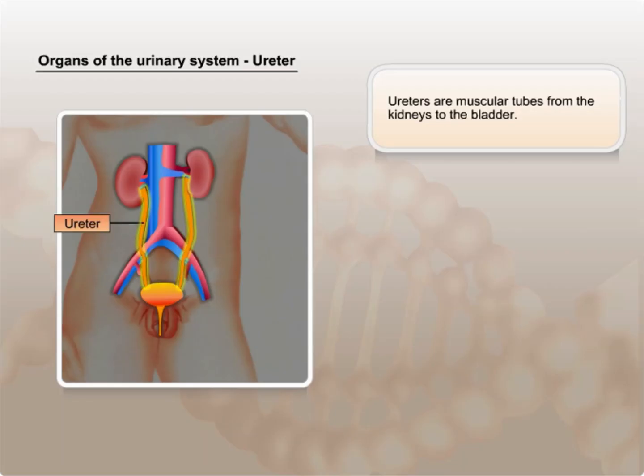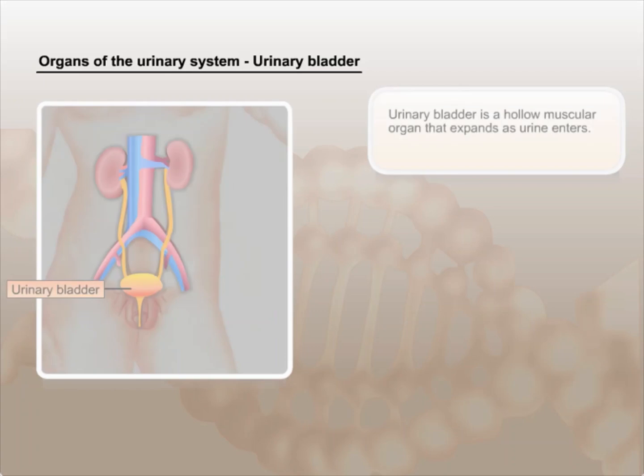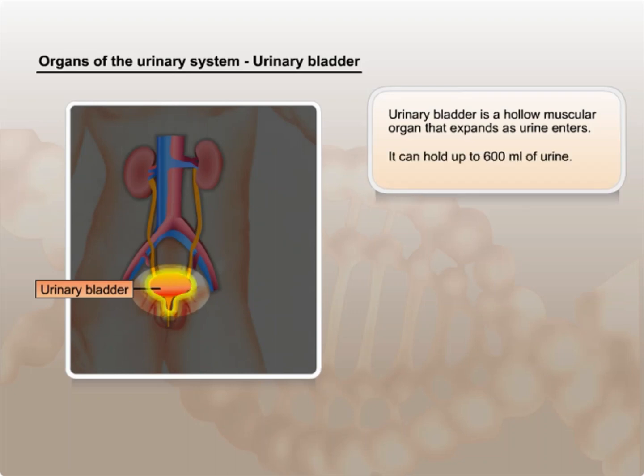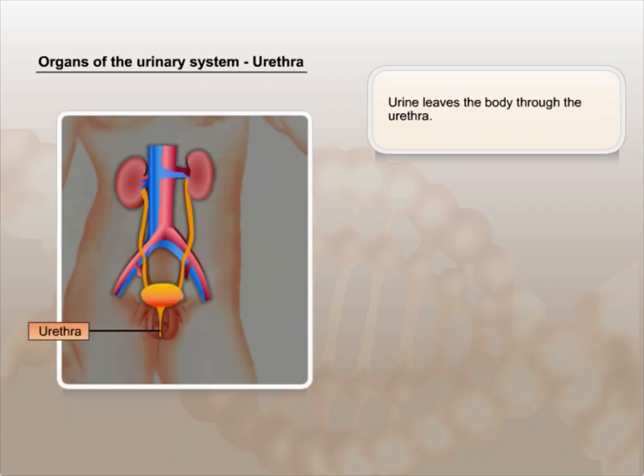Ureters are muscular tubes from the kidneys to the bladder. They carry the urine to the urinary bladder and transport urine by peristaltic contractions. The urinary bladder is a hollow muscular organ that expands as urine enters. It can hold up to 600 milliliters of urine. Urination is controlled by two sphincters at the tip where the urethra joins the bladder. Urine leaves the body through the urethra.